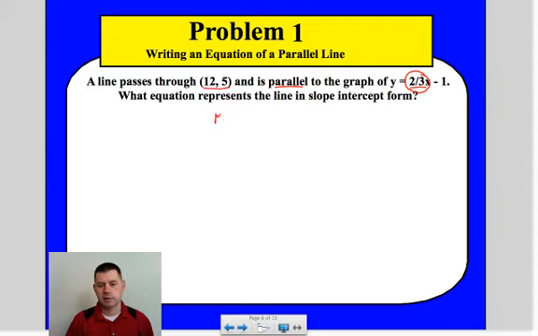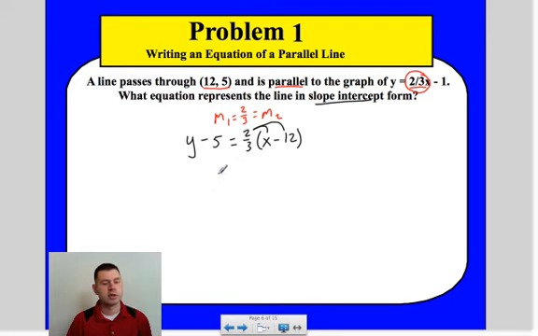Okay, so what we have is that we can say m1, the slope, was 2/3. Since m1 and m2 have to be the same to be parallel, we now know the slope of m2. After that, we have a point and we have a slope. So the question becomes, what do we want to use? In this case, we want to use point-slope form because you have a point and you have the slope. So we're going to say y - 5 = 2/3(x - 12). That's just plugging into point-slope form. And now we're going to distribute the 2/3 because they did ask for it to be in slope-intercept form.